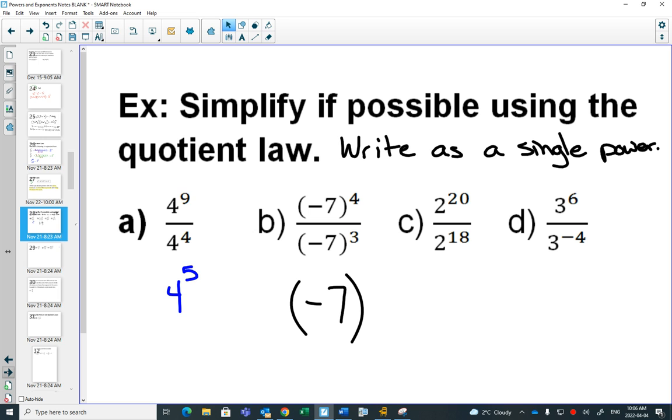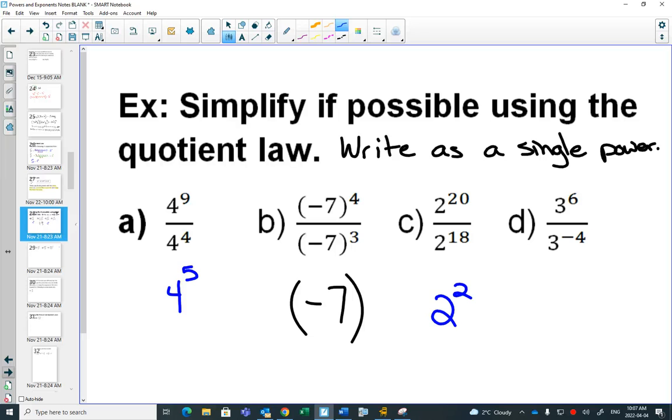Are the bases the same? Yes. A bunch of them would cancel out. I like to imagine them canceling out whenever possible. Can you imagine 2's on the top, 18 2's on the bottom, canceling out along the way, and being left with only 2 of them? But sometimes we can't visualize things perfectly, and that's what happens in D.